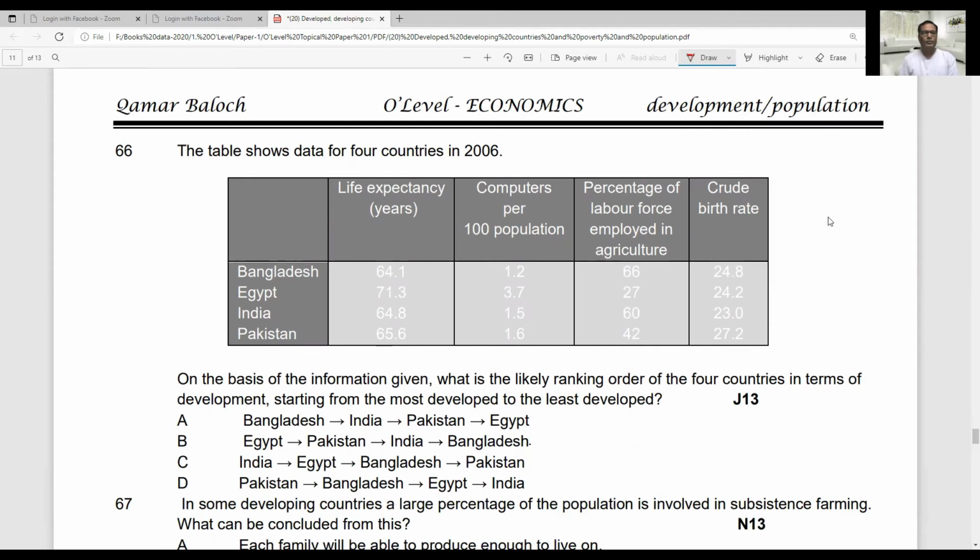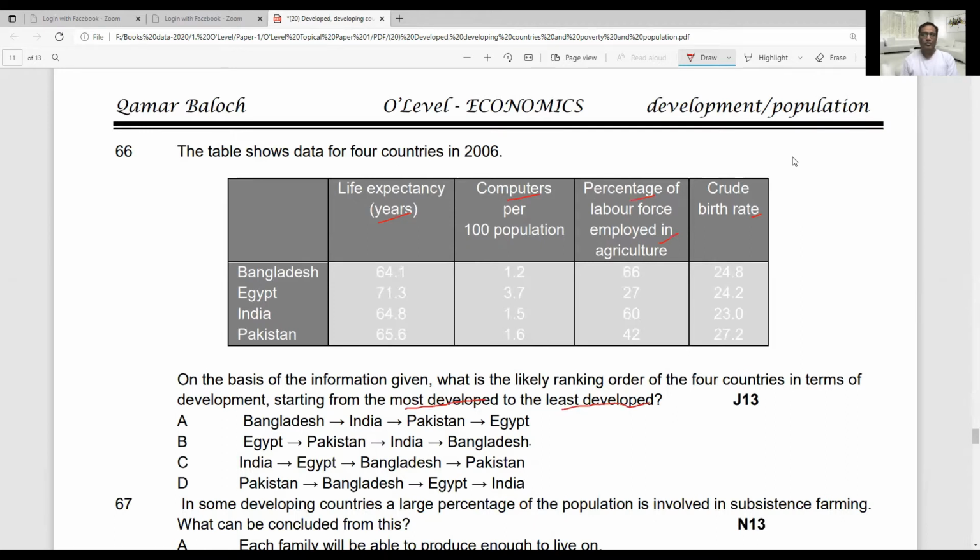Okay, so now moving to question number 66. The table shows data for 4 countries in 2006. We are given the information relevant to life expectancy, meaning how many years people can live, computers per 100 population, percentage of labor force employed in agriculture, and crude birth rate. So on the basis of the information given, what is the likely ranking order of the 4 countries in terms of development, starting from the most developed to the least developed?